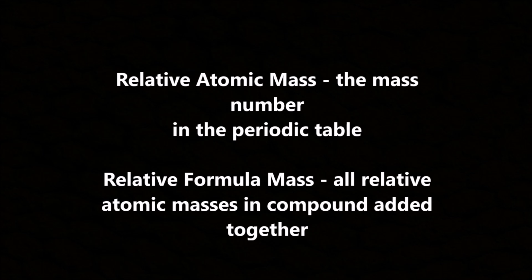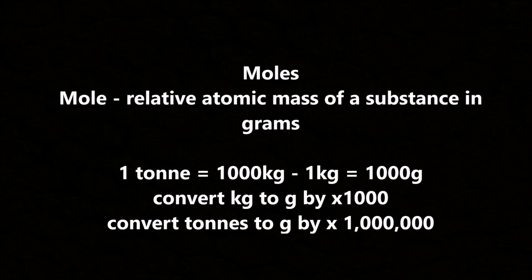Quantitative chemistry. The relative atomic mass of a substance is the mass number in the periodic table, and the relative formula mass is all the relative atomic masses in a compound added together. A mole is a relative atomic mass of a substance in grams, and 1 ton is equal to 1,000 kilograms, whilst 1 kilogram is equal to 1,000 grams. You convert kilograms to grams by multiplying by 1,000, and to convert tons to grams you multiply by 1,000,000.